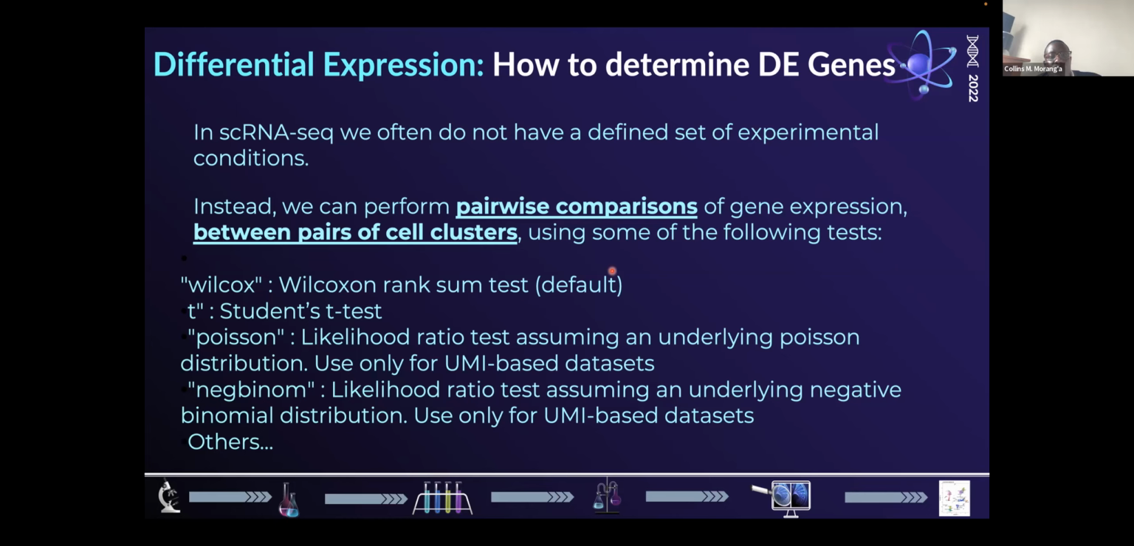And what we do is that you end up doing pairwise comparisons of gene expression between pairs of cell clusters or pairs of groups of individuals. So, it always goes down to cell clusters between two different phenotypes. And normally people use Wilcoxon's rank sum test as a default statistical measure to do this. Other methods include Poisson, negative binomial, and so many others that you might encounter.